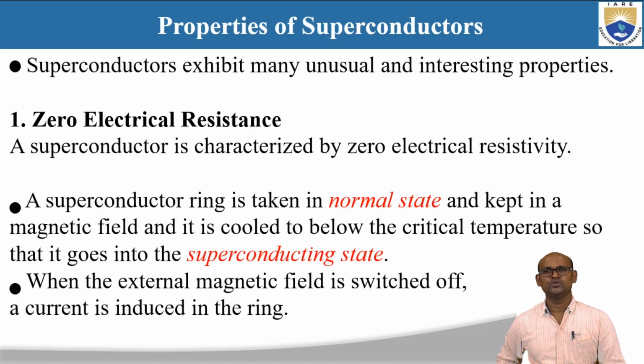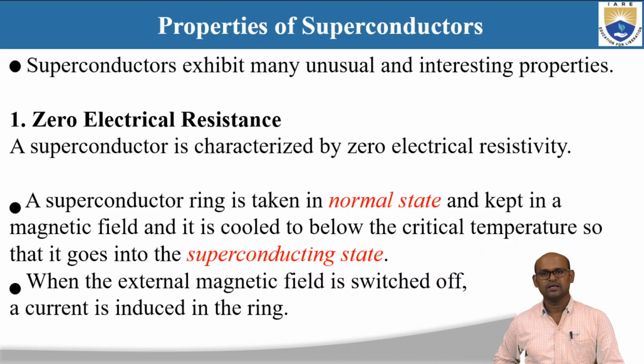Superconductors exhibit many unusual and interesting properties. The first one is zero electrical resistance, which we have discussed just now. A superconducting ring is taken in the normal state and kept in a magnetic field. If we cool this ring below the critical temperature, the material will go from normal state to superconducting state.